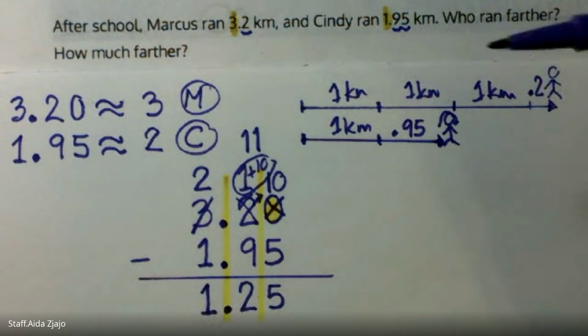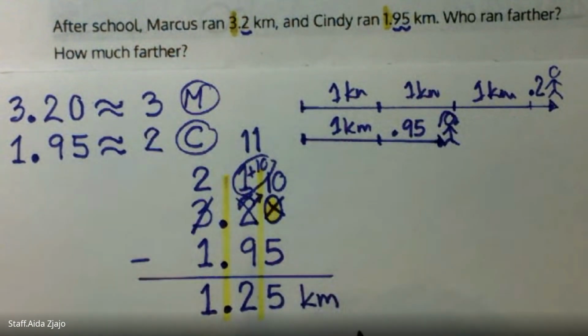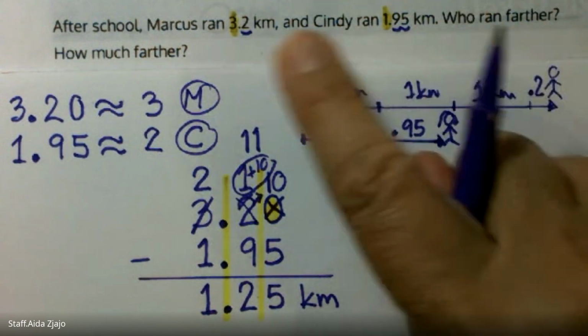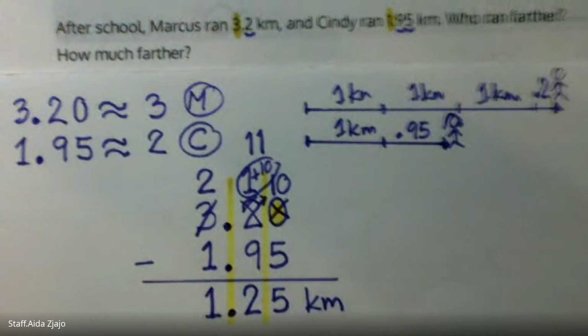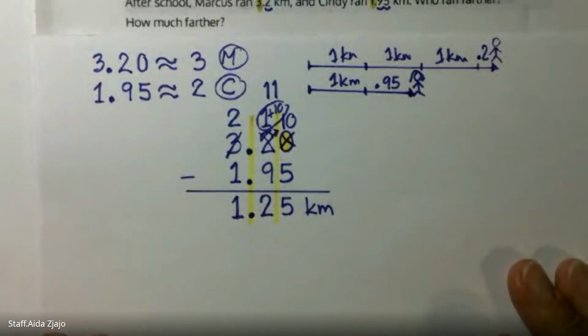So now we know how much farther. He ran 1 kilometer and 25 out of 100 of the next kilometer more than she did. And then we need to answer who ran farther and how much farther. Okay, so I'm going to make this a little bit smaller. Okay, so I can write the answer.